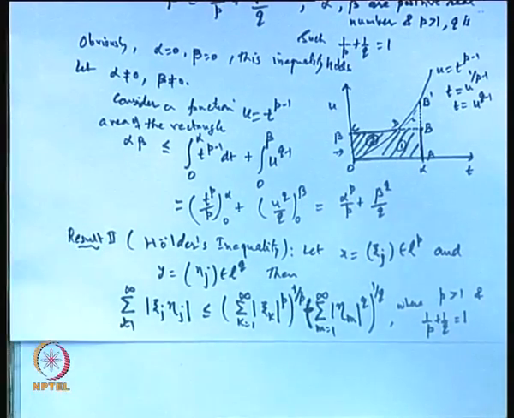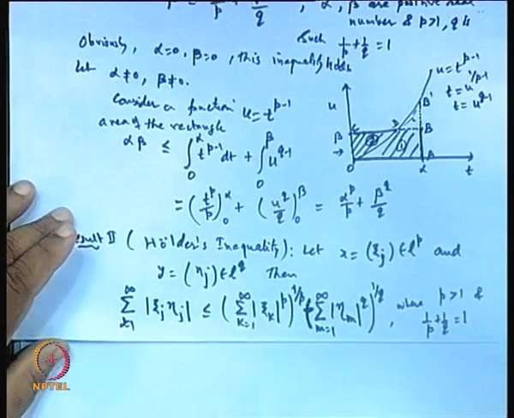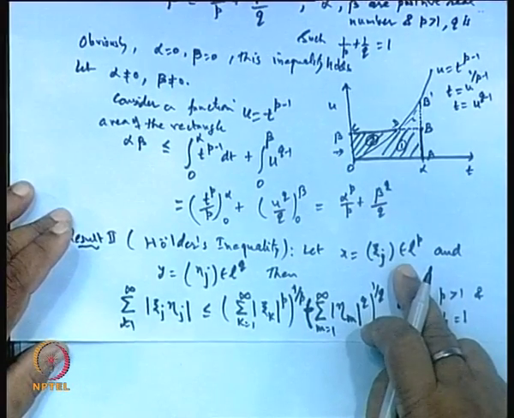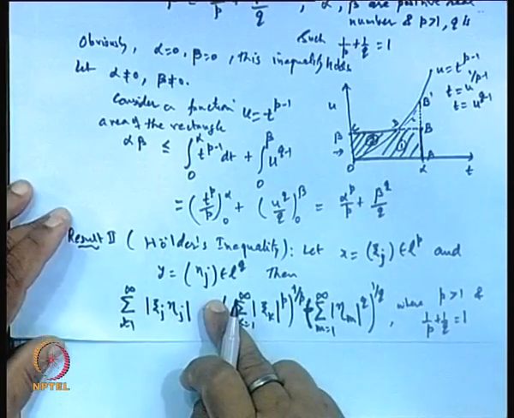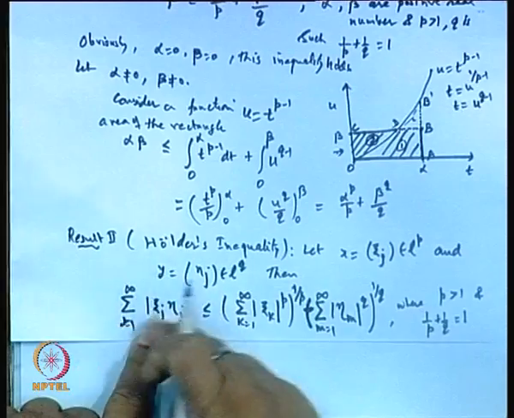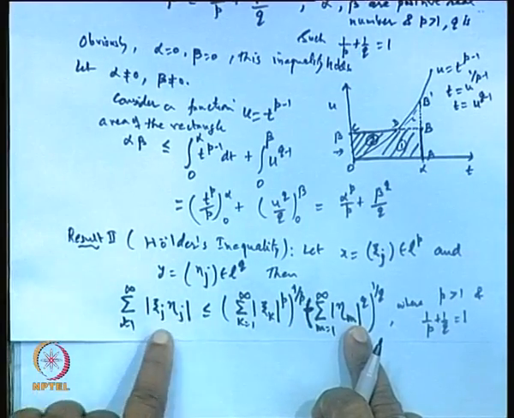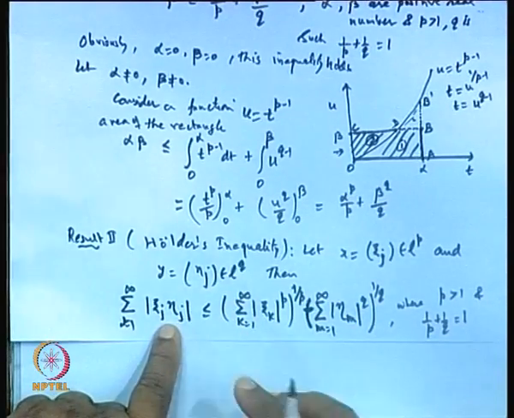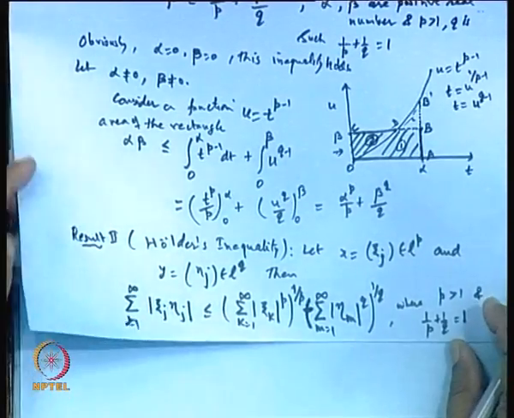Now, this inequality is known as Holder's inequality, and this is valid for all sequences x which are in l p and another sequence y which are in l q. So the product will be in l 1. This is a series. If the right hand side converges, this will be finite. So basically the product of these two sequences, x i y i coordinate-wise, will be in l 1. Okay, so that is clear.